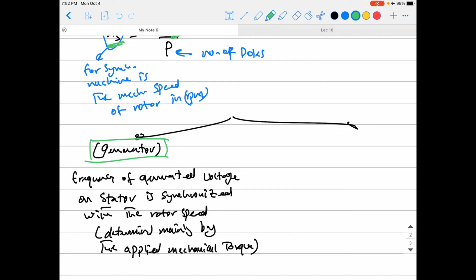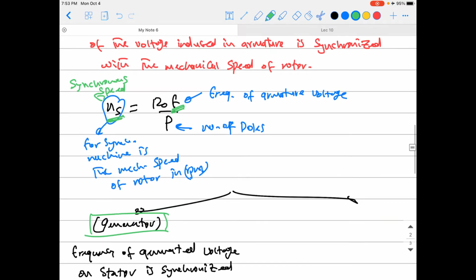Okay, guys? And how do you keep this frequency constant? By keeping the rotor speed of the machine constant. Because from this relationship, they are totally synchronized. Any change in the speed of the rotor applied by a mechanical source from outside will be translated into a change in the frequency. And we do not need the frequency to change whatsoever in almost all cases of work. Okay, guys? So keep that in mind for engineering stuff.